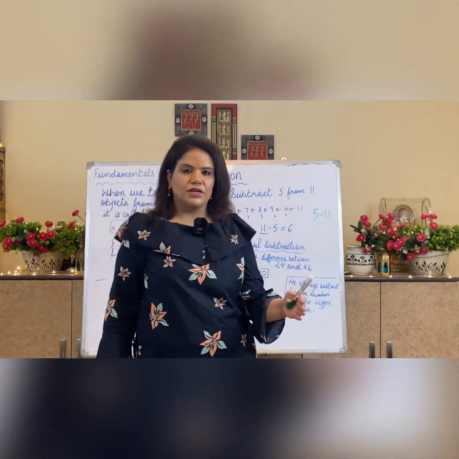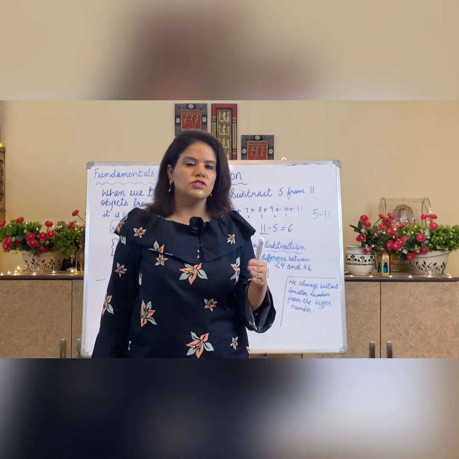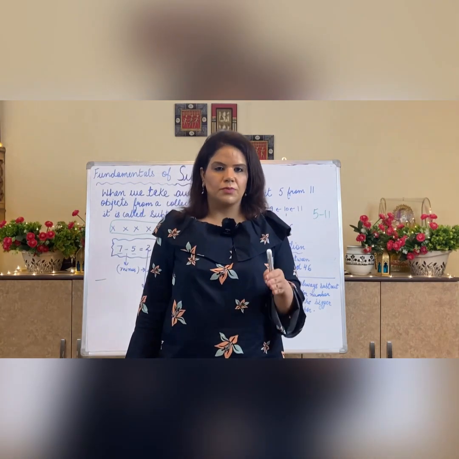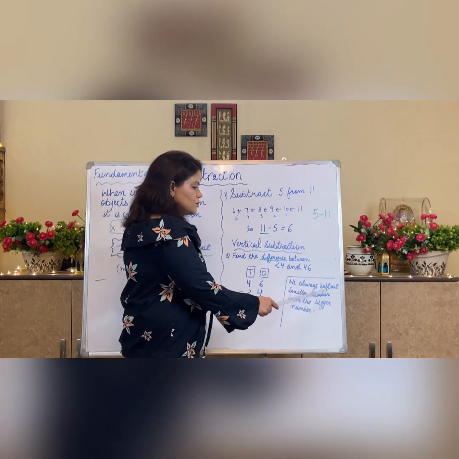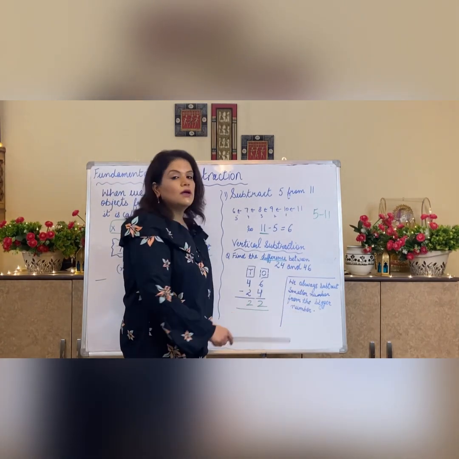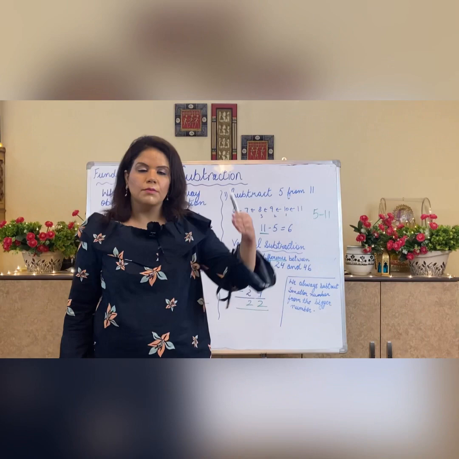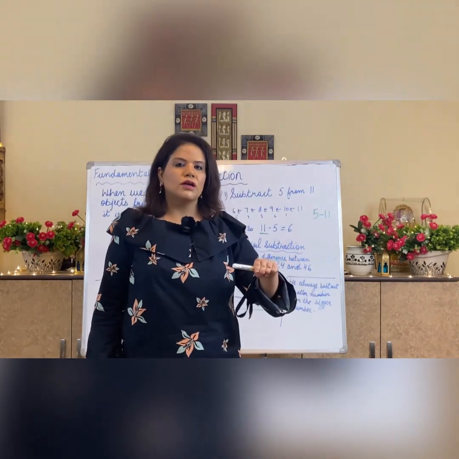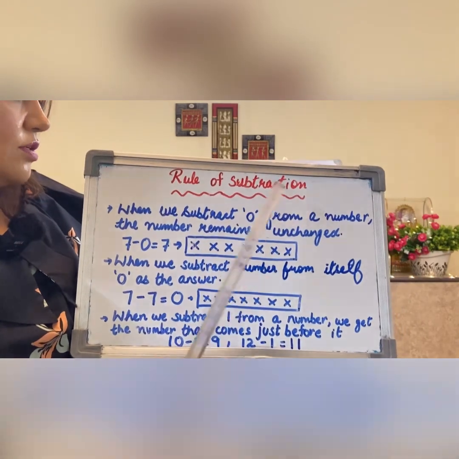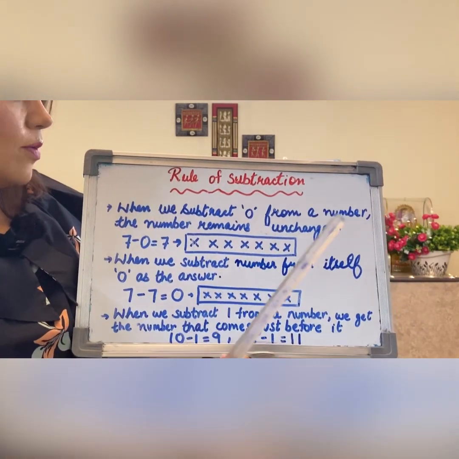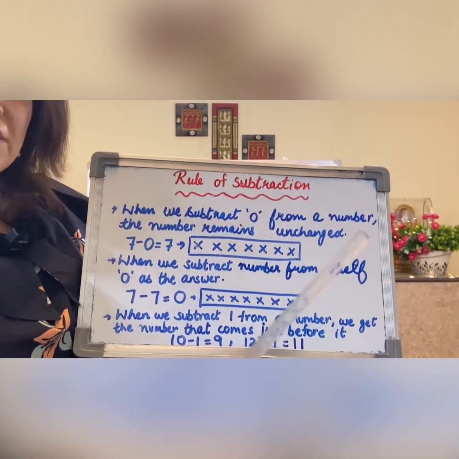Difference and subtraction. These are the two words which we are going to use in this chapter of subtraction between two numbers. We always subtract the smaller number from the bigger number. So the bigger number will come on the top, the smaller number will come at the bottom. Now I am taking the rules of subtraction. When we subtract 0 from a number, the number remains unchanged.